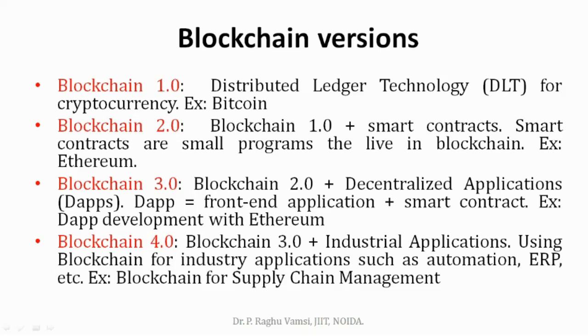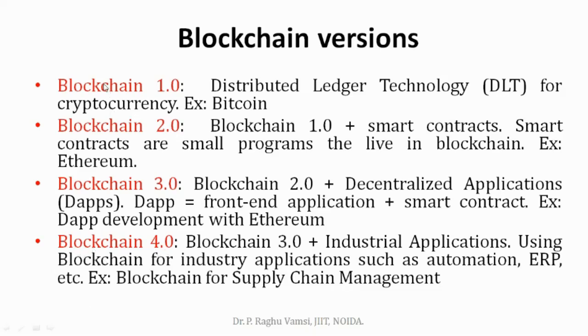Coming to blockchain 4.0, it consists of the features of blockchain 3.0, that is front-end application, smart contracts, distributed ledger technology, plus industrial applications. So it uses blockchain for industry applications such as automation, enterprise resource planning, and many other things. For example, blockchain for supply chain management is the best example that you can refer to under blockchain 4.0.